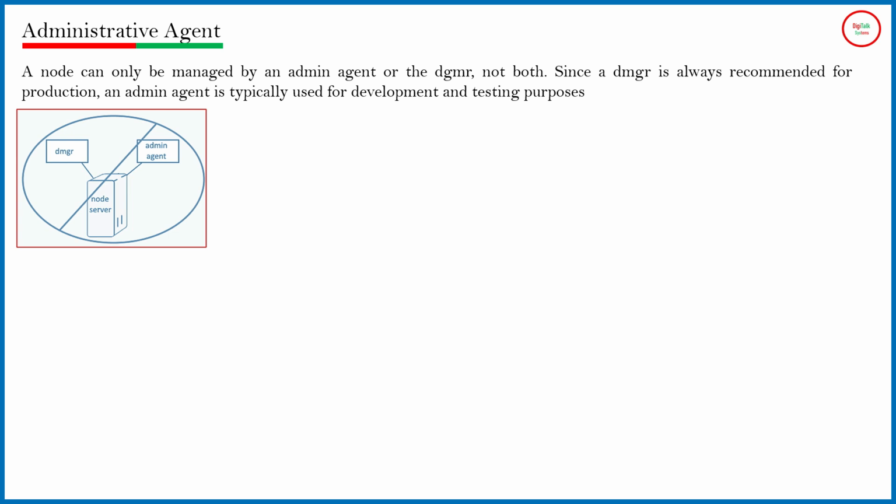But a single node, or a single application server, can be managed either by the DMGR or by the admin agent. That means if you are federating a particular node or application server to the DMGR, then you can't federate that node with the admin agent. Similarly, if you federate that node or application server to the admin agent, then you can't federate it to the DMGR. So a DMGR is always recommended for production, and the admin agent is typically used for development and testing purposes.